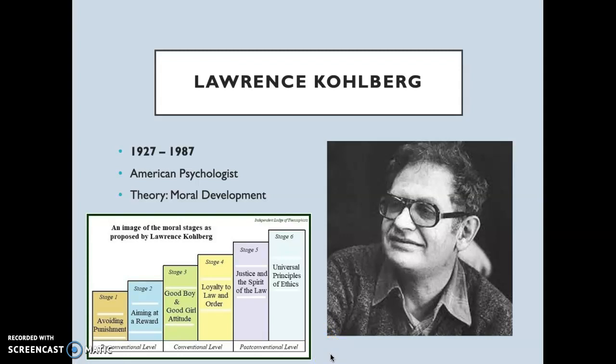What is hard for people to understand though is that often people kind of get stuck around stage 4 and stage 5, and it's very difficult even for adults to reach this idea of stage 6 where the universal principle of ethics comes into play. Now what I'm going to do is show you a quick video to explain all these stages, and then we're going to dissect that a little bit, so hopefully this works.